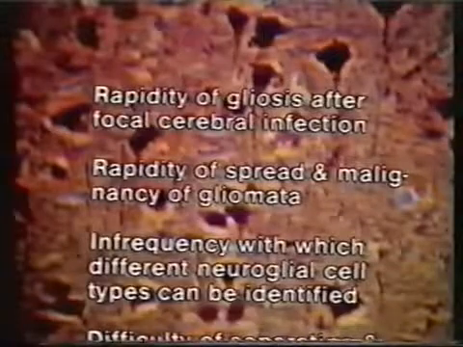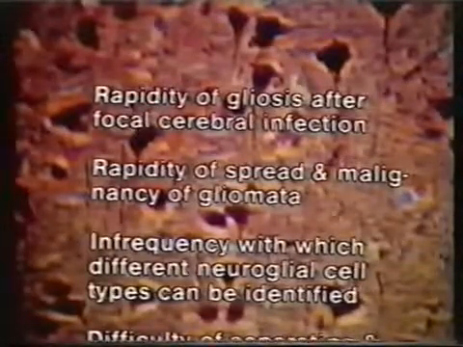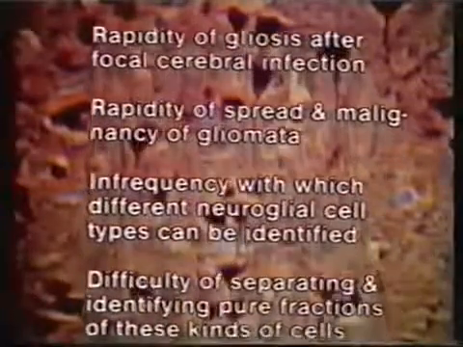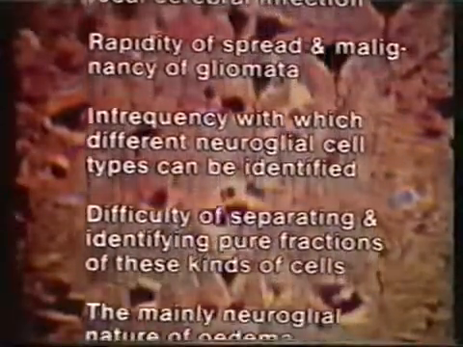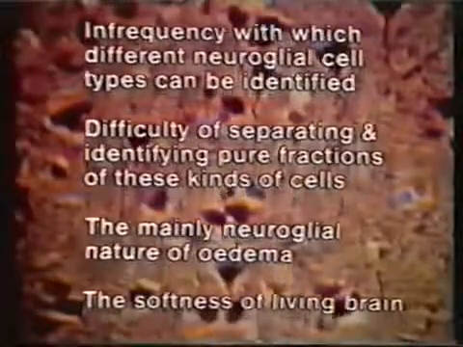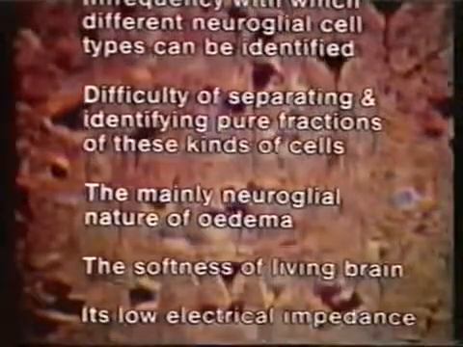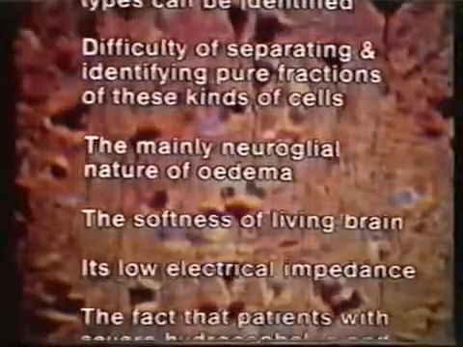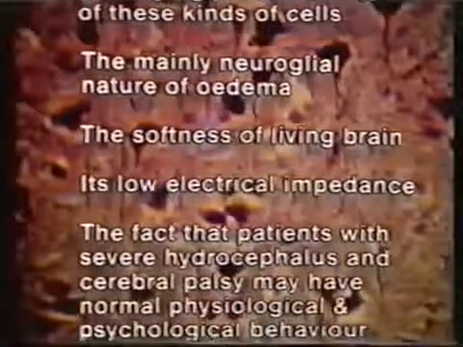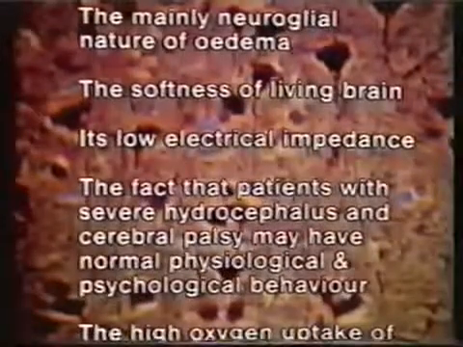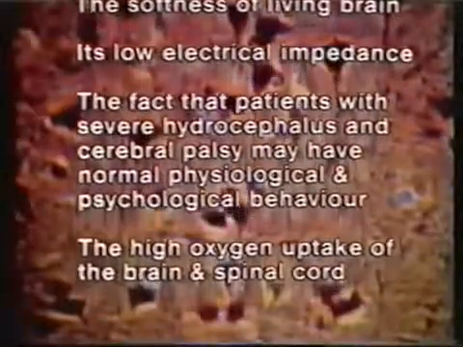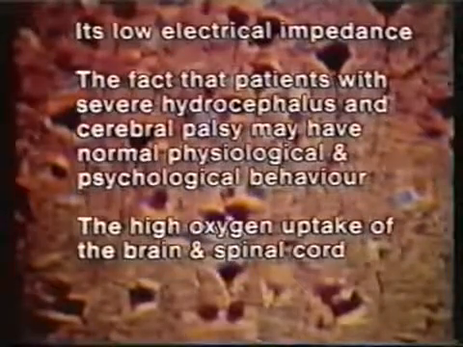The rapidity with which gliosis occurs after focal cerebral infections, the rapidity of spread and the malignancy of gliomata, the infrequency with which individual astrocytes, oligodendrocytes and microglia can be identified and distinguished unequivocally in healthy tissue, the difficulty of separating and identifying pure fractions of these kinds of cells, the fact that edema seems to be mainly neuroglial, the softness of the living brain compared with other cellular tissues, the low electrical impedance of the living brain, the fact that some patients with severe hydrocephalus and cerebral atrophy may have normal physiological and psychological behavior patterns, the high oxygen uptake of the brain and the spinal cord.